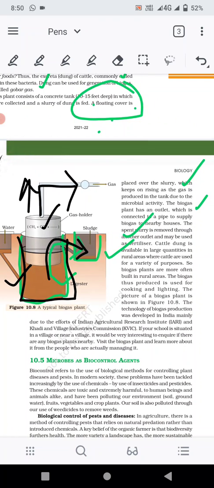Now the technology of this biogas production was developed in India mainly by the efforts of the Indian Agricultural Research Institute and the Khadi and Village Industries Commission, that is KVIC. These biogas plants are available in many rural areas because they have a good amount of dung of the cattle, and it is quite easy to make a biogas plant, and it is very effective, as biogas has many advantages.